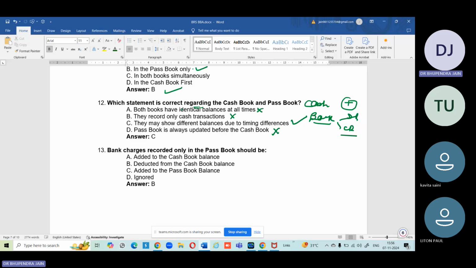Next. Bank charges are recorded only in the passbook. Absolutely, this is correct. Where are bank charges recorded? Bank charges are recorded in the passbook. How to rectify? We have to deduct from the cash book. Added to the cash book? Wrong. Deducted from the cash book? Yes, correct. Add in the passbook? Wrong. Ignore is also wrong. So the correct answer is B.